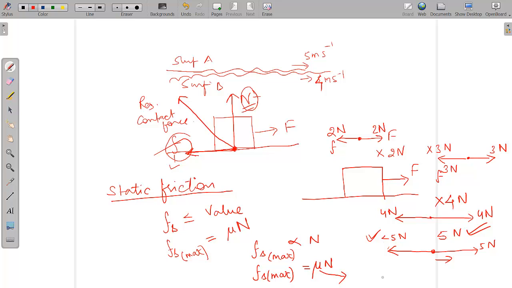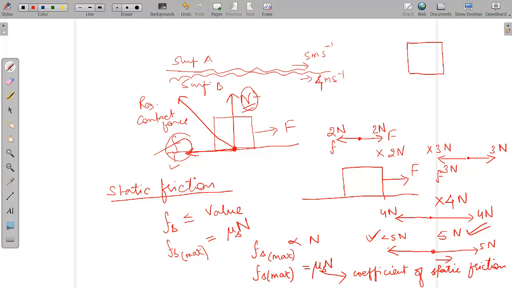So the maximum value of static friction will be equal to a constant mu into the normal contact force, where mu is called the coefficient of static friction. The mu will depend on the surfaces, so I write mu s, with a subscript s, to differentiate it from kinetic friction. Mu will be given for you. You understood the point?